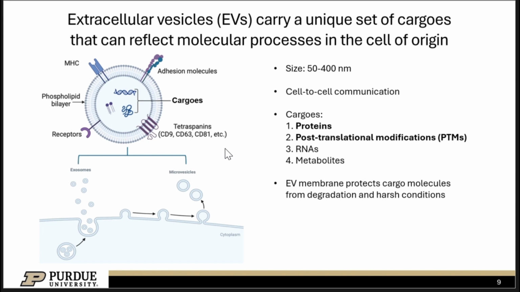So let's start from the EVs. Extracellular vesicles, EVs, are small particles secreted by almost all types of cells. In biological systems, they are an important mediator for cell-to-cell communications. That means they can carry biomolecules like proteins, PTMs, and RNAs, also metabolites from the donor cells to the recipient cells. And because they can carry this informative information from the cells, and also the EV membrane can protect these cargo molecules from degradation.